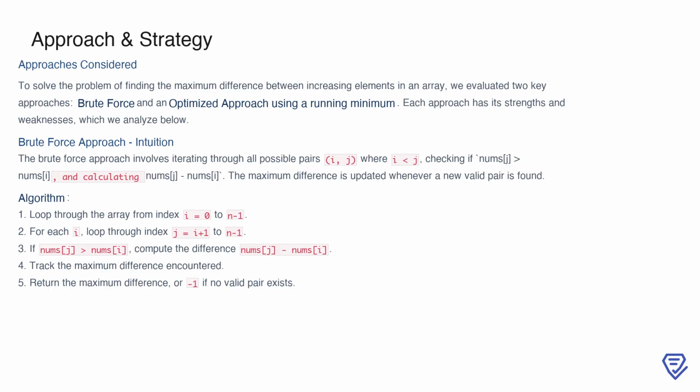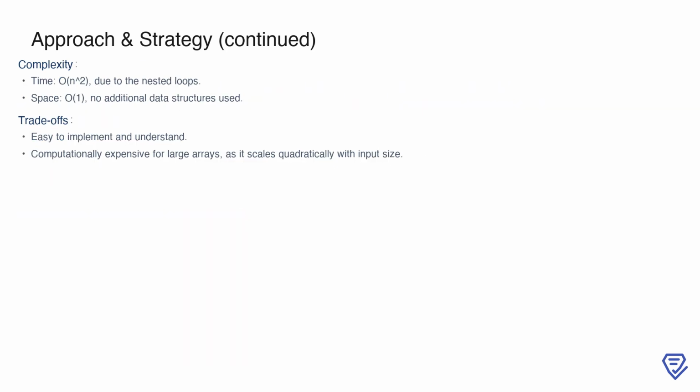While this method is easy to understand, as we will see, it may not be the most efficient for larger inputs. The brute force approach has a time complexity of O(n^2), due to the nested loops required to evaluate all pairs, making it computationally expensive as the input size grows. However, it has a space complexity of O(1), as no additional data structures are used. This means it uses minimal memory but pays the price in execution time.